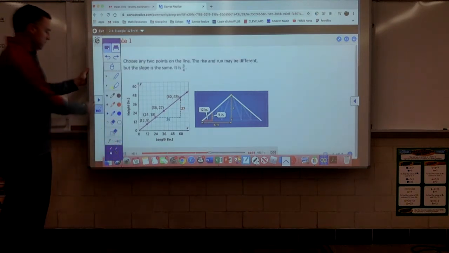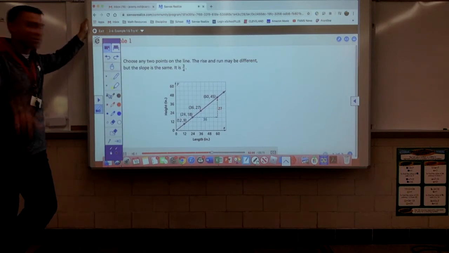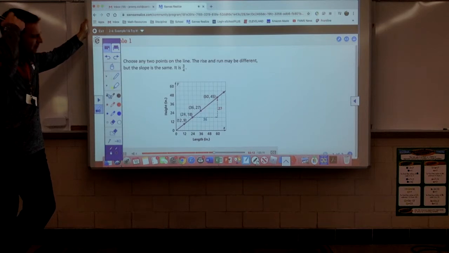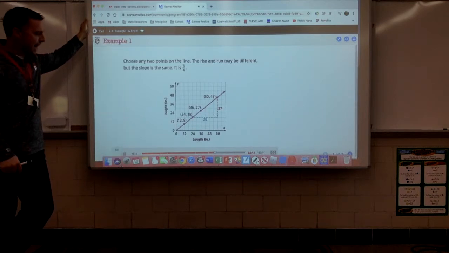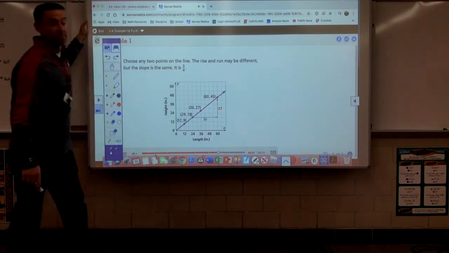I understand the slope better. You can choose any 2 points on the line to find the slope. You may find that the rise and run are different, depending on which 2 points you choose. However, the slope is a ratio, so it does not change. The slope of this line is 3/4.